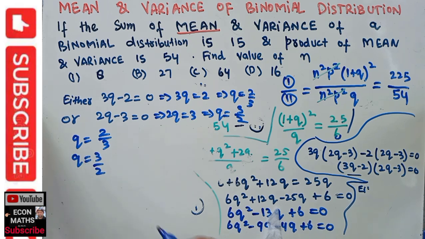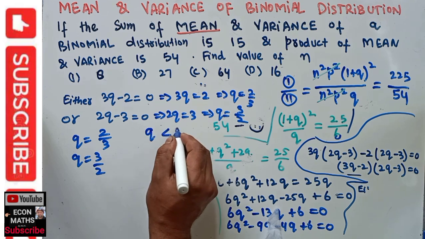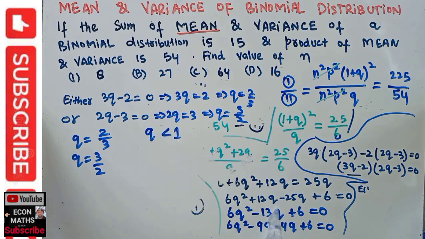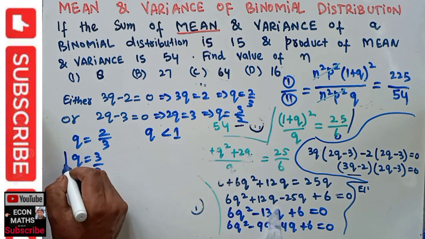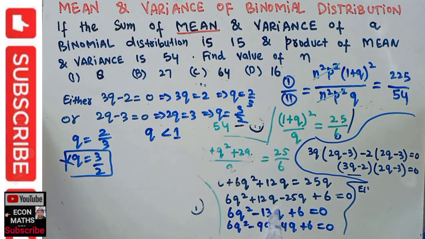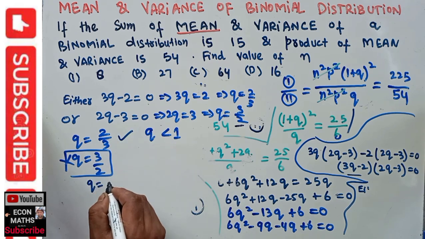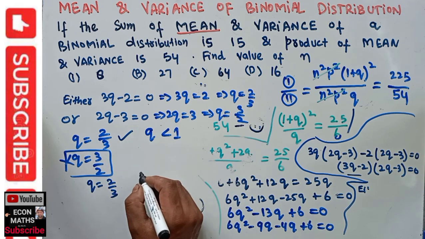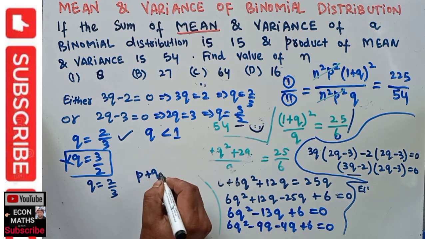But we know that q should be less than 1. So we have this q greater than 1, so this cannot be the probability of failure. Probability of success plus probability of failure is equal to 1, and probability cannot be greater than 1. So we discard this and we take this, q is equal to 2 by 3.